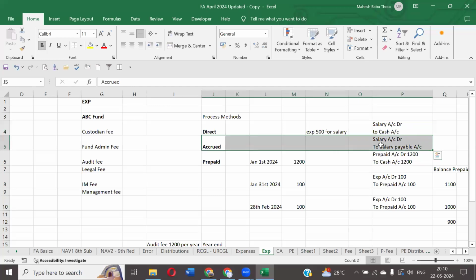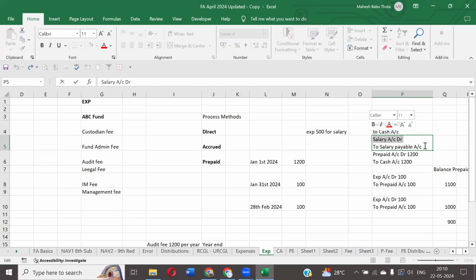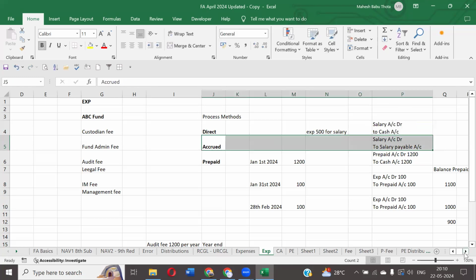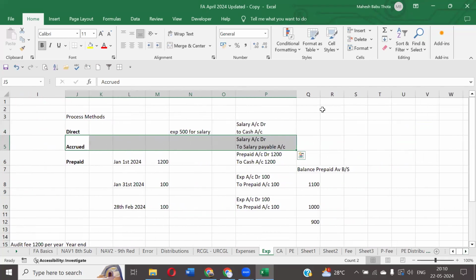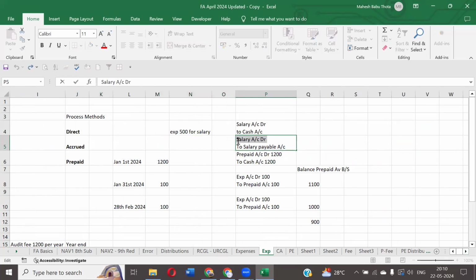Let's come back to the accrual concept. So here we are accruing salary and also salary payable. This account, will it impact NAV? No. Are you guys sure? Salary account again is an expense, a profit and loss account item. It will go to the profit and loss account. It won't impact.